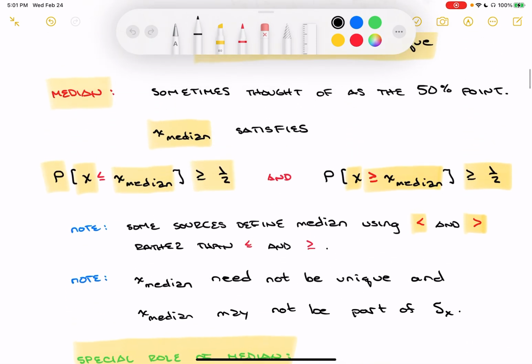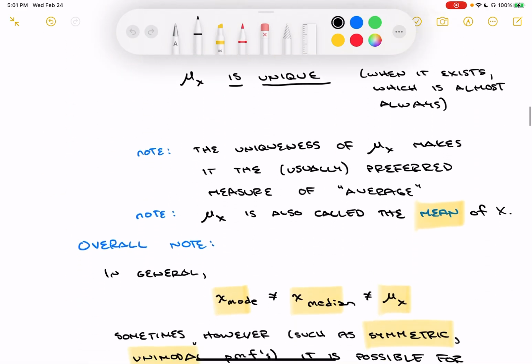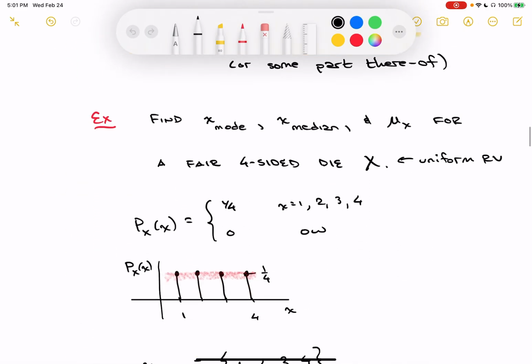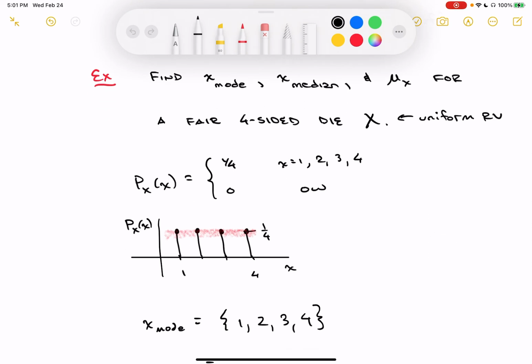It says the probability that the random variable X is less than or equal to the median must be greater than or equal to a half, and the probability that X is greater than or equal to the median must be greater than or equal to half. So let me go ahead and take a look at this and see if I can come up with some values that this would be true for too. I'm going to go ahead and do a little color coding here.